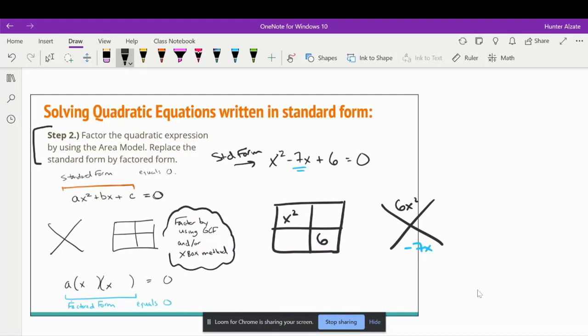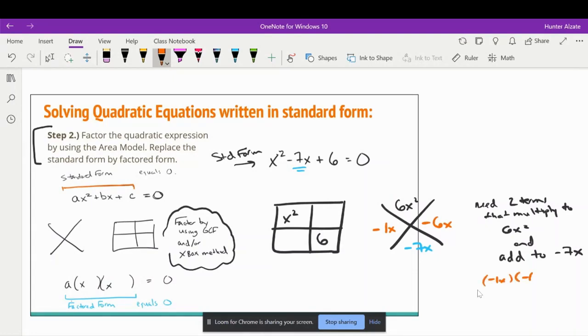Okay, now I need to find two terms that multiply to 6x squared and add to minus 7x. And think about them for a sec, and you'll find them. They end up being negative 1x and negative 6x. Because negative 1x times negative 6x, well, that's equal to 6x squared. And negative 1x plus negative 6x is equal to negative 7x.